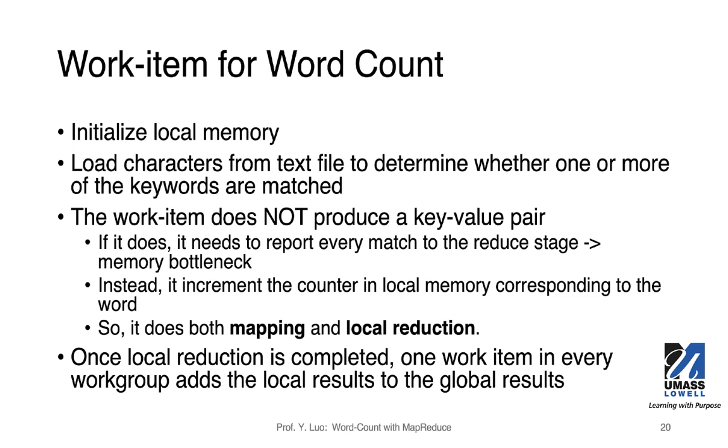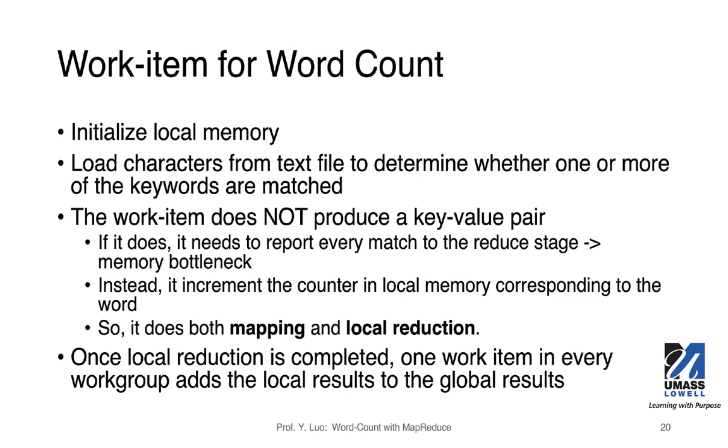For each of the work groups, in order to finish the word counting, it will do a few things. First, it needs to initialize local memory, which will be used to store the counters locally. And then it will need to load characters from the text file to determine whether one or more of the keywords are matched. This work item does not produce a key value, however. If it does, it needs to report every match on the reduction stage, and it will generate a lot of key value pairs that will be stored in memory, and then the memory will become a bottleneck.